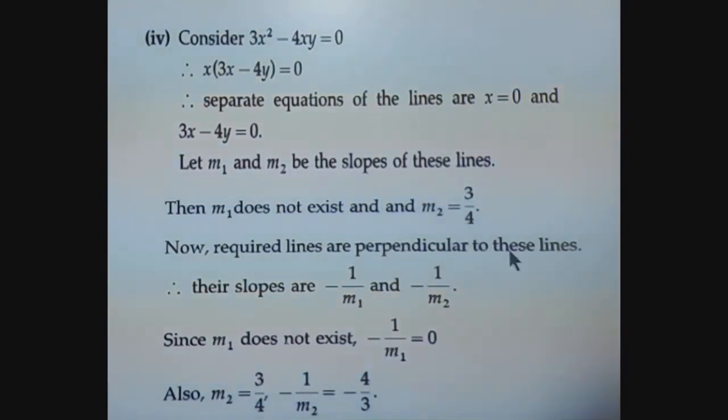Now the required lines are perpendicular to these lines. So we write the slopes as minus 1 upon m1 and minus 1 upon m2 after substituting the values. So m1 does not exist, that means 1 upon infinity, any number upon infinity gives 0. Since m1 does not exist, minus 1 upon m1 gives 0. Also m2 equals 3 by 4, so the slope of the second line is minus 4 by 3, which we already saw in the previous method also.